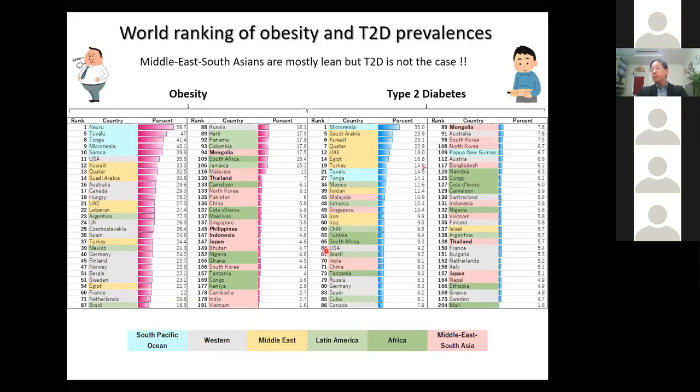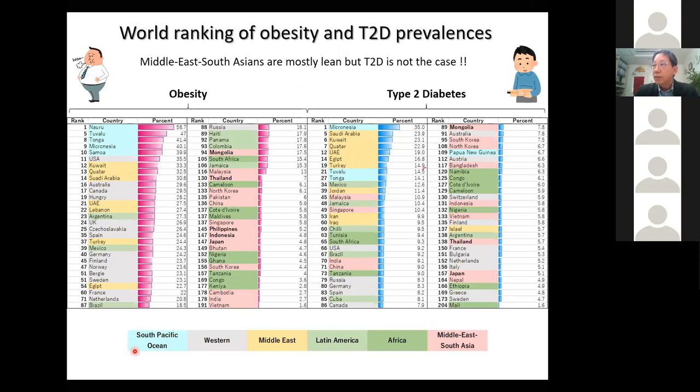And so before I talk about the status of the population of obesity and type 2 diabetes all over the world, this is the world ranking of obesity and type 2 diabetes. I put a different color for each region.